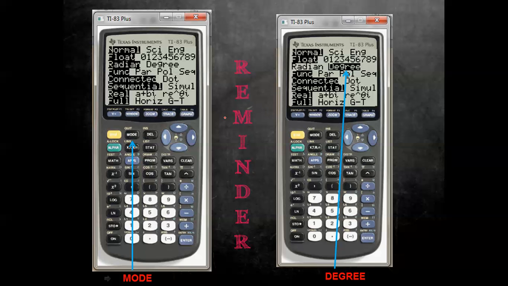And once again, this is just a last reminder: whenever you turn your calculator on, hit mode, and then arrow over to degree and hit enter. You have to have it in degree mode. And that's the end of tangents part 2.